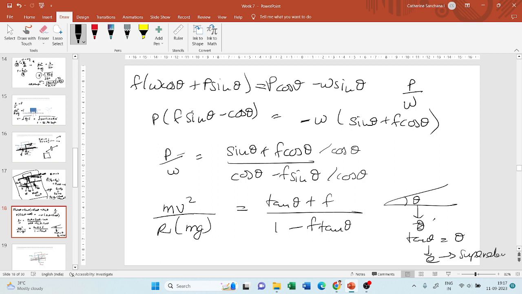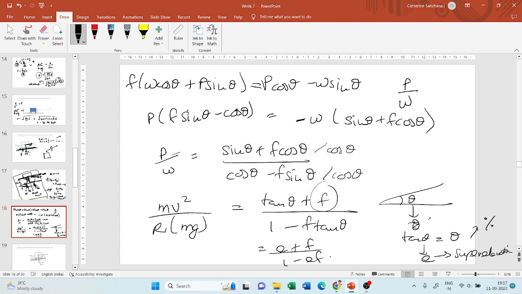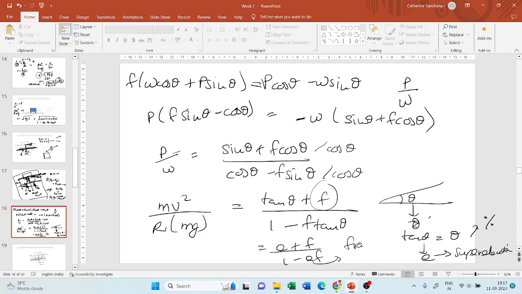Usually the super elevation is represented in percentage. Okay, sorry, it is given in percentage, but when you are substituting it, it will be E plus F by 1 minus E into F. So when you substitute it in this equation, you have to substitute in terms of fractions. Okay, so this is the equation in order to prevent skidding.